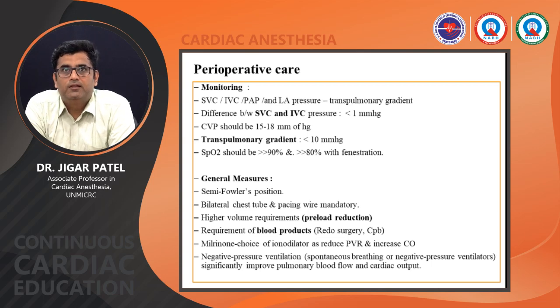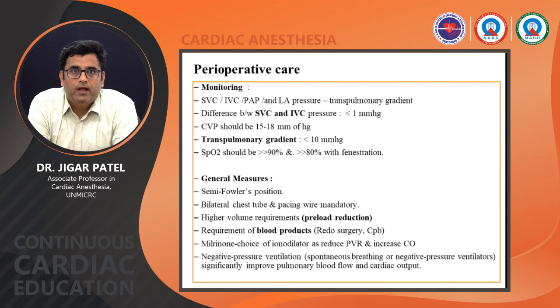So for general measures in perioperative care, we have to use a semi-Fowler position to increase venous return. We have to put in bilateral chest tubes and pacing wires, which is mandatory. And these patients are preload deficient, so they require high volume post-operatively, and they require blood products, and this is a redo surgery, or it also requires CPB. Milrinone is the inodilator of choice as it reduces pulmonary vascular resistance and increases cardiac output. Negative pressure ventilation is preferable in these patients, as spontaneous breathing improves pulmonary blood flow and cardiac output.